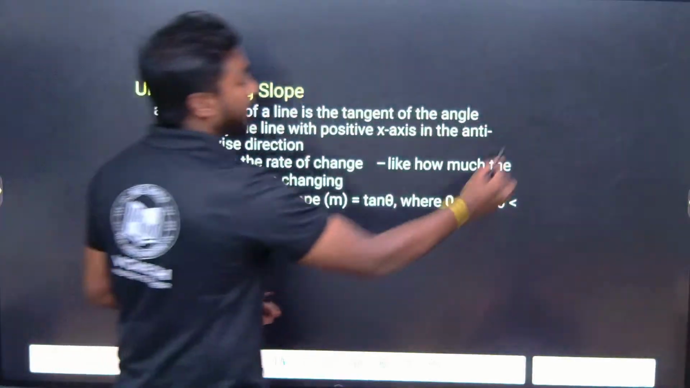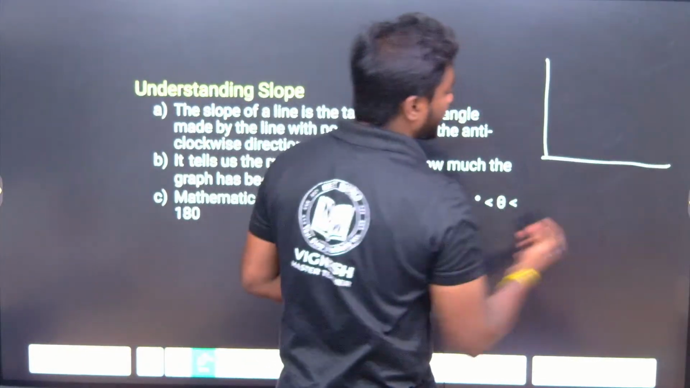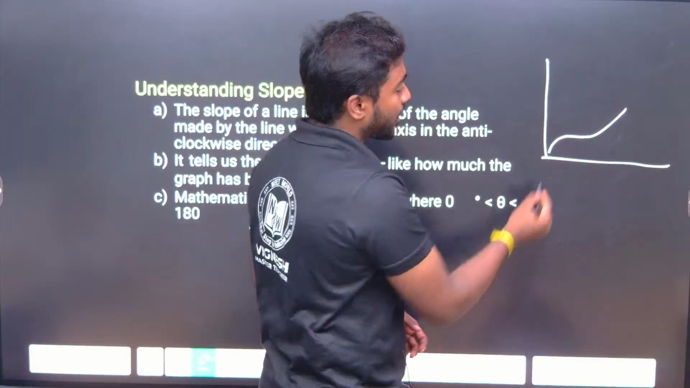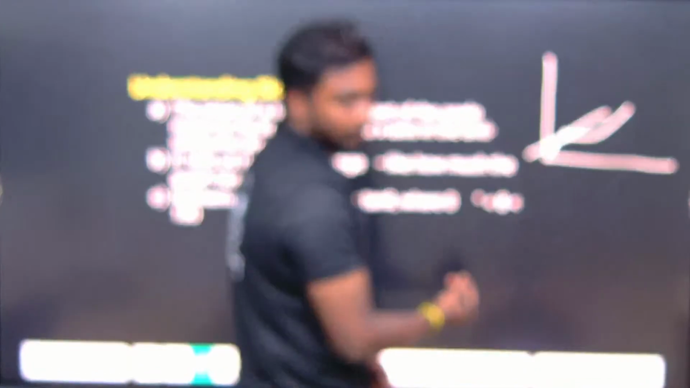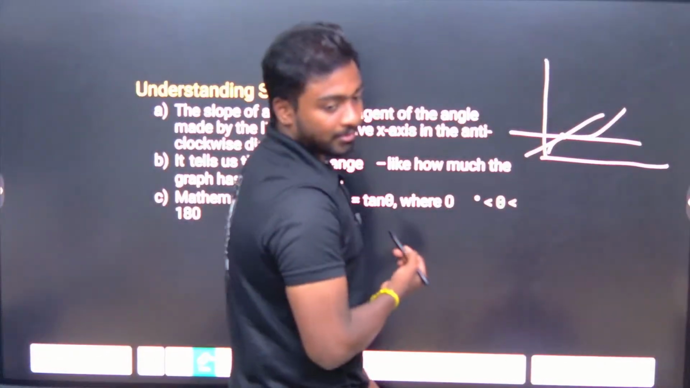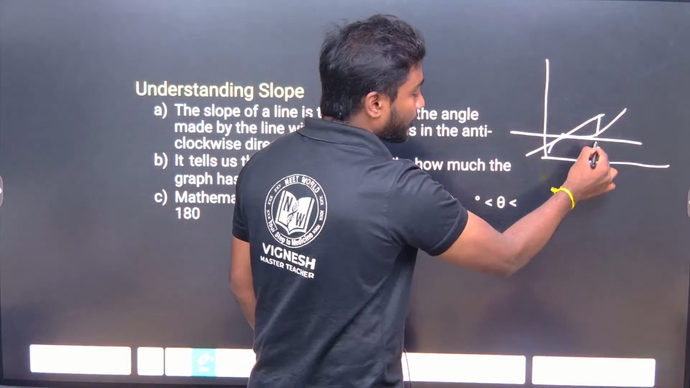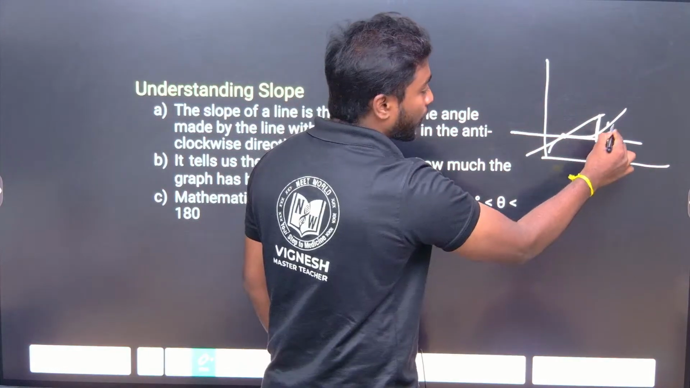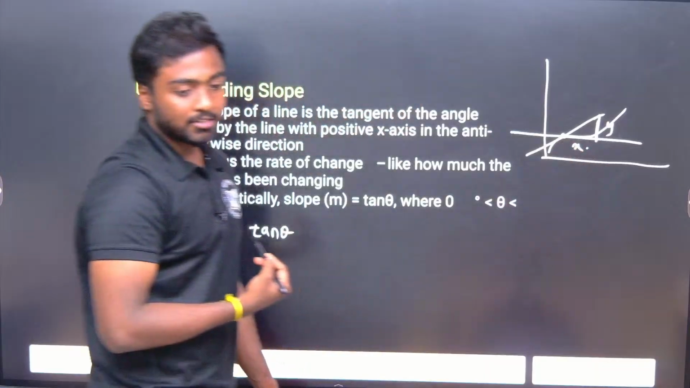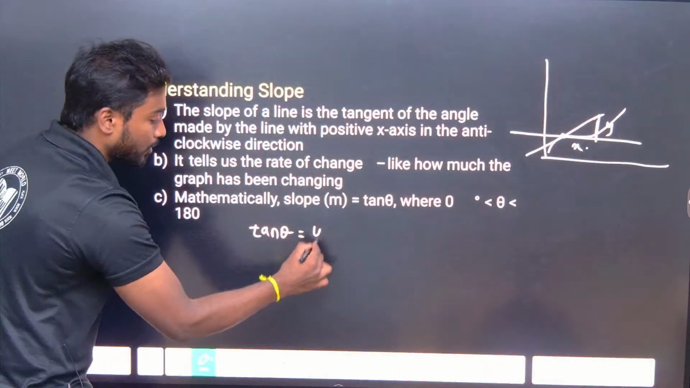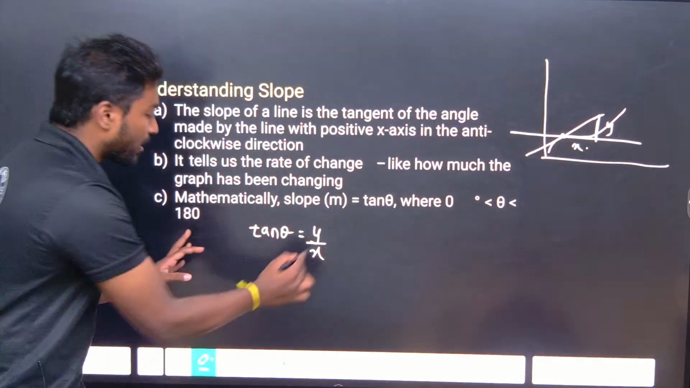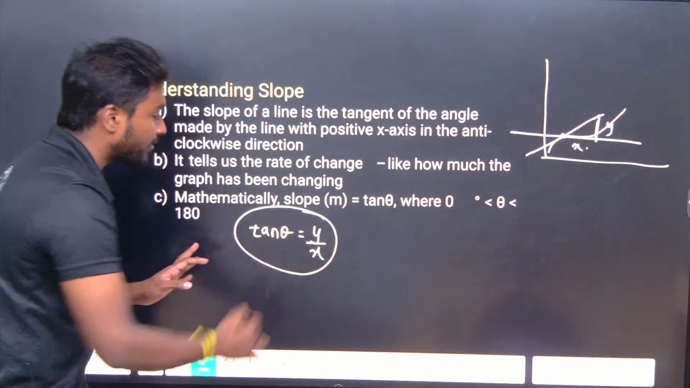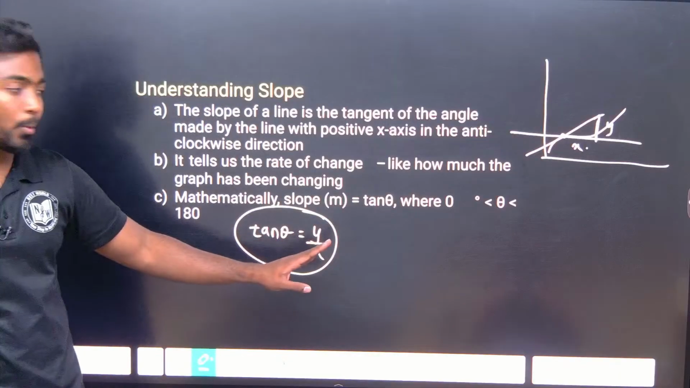If I take this as my graph, and I take this point and draw the tangent like this, okay, this is my x axis, this is my y axis, so opposite by adjacent should equal y by x, okay. So for slope, you can simply close your eyes and say tan theta equals y by x.